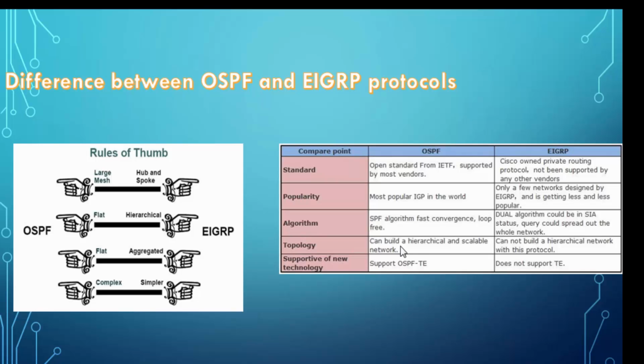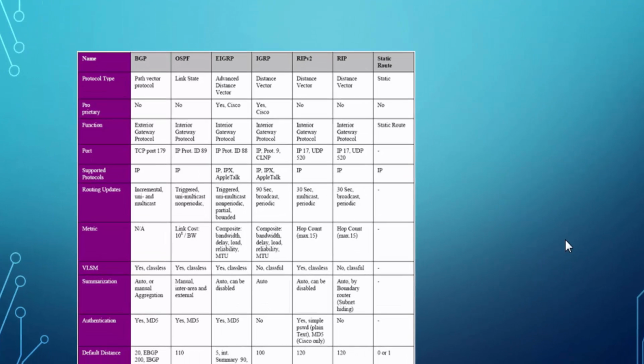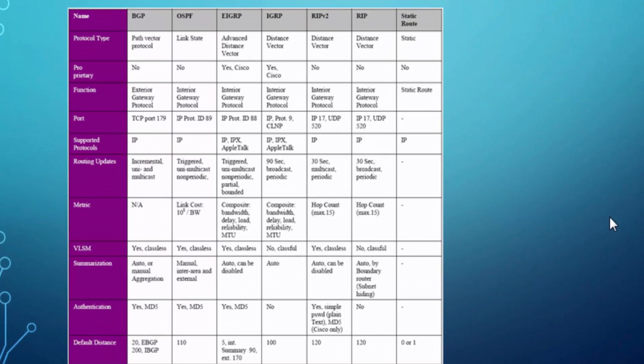The topology can be hierarchical, as we mentioned before in this place over here. Then I disagree, because we have different areas: area 0, 1, 2, stubby, not-so-stubby, blah blah blah. That's a very hierarchical design, and EIGRP cannot be a hierarchical network. Support for new technology: OSPF supports TE, and EIGRP doesn't support TE. So over here, we're going to see a lot of different things to summarize everything that we just saw.